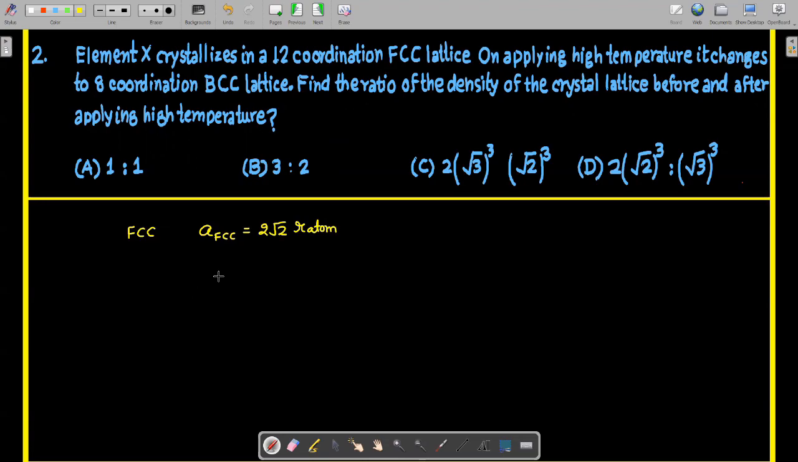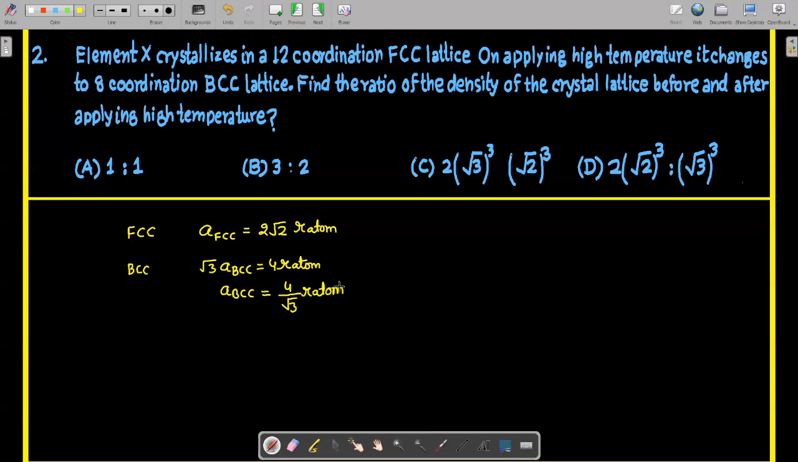In case of BCC, we know that the atoms present along the body diagonal are touching each other. So based on that, I can say that root 3 times the edge length of BCC, that is the body diagonal of the cube, should be 4 times the radius of the atom. So from here I can calculate the edge length of the BCC unit cell, that is equal to 4 by root 3 times the radius of the atom.